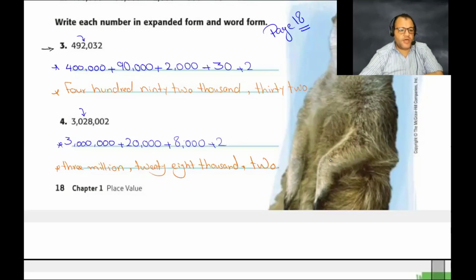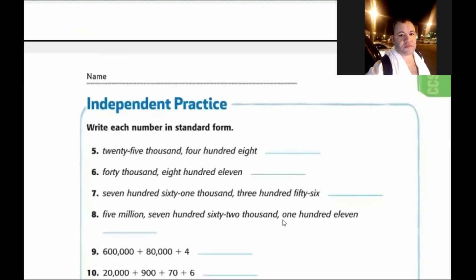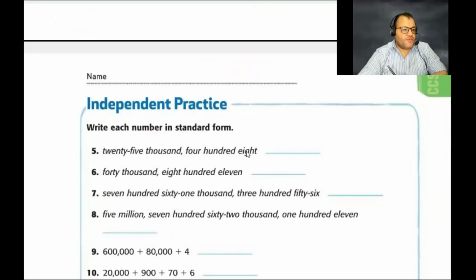If you finish writing, raise your hands up so I can move to the next page. If you finish writing this one, please raise your hands up. Right. We need to write each of the following numbers in standard form. How can we write the number in standard form?